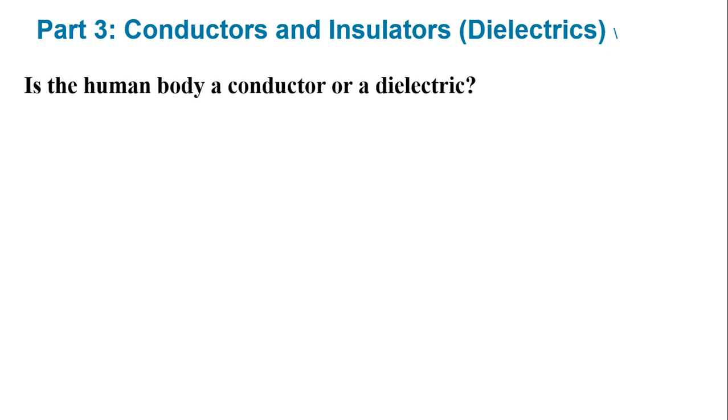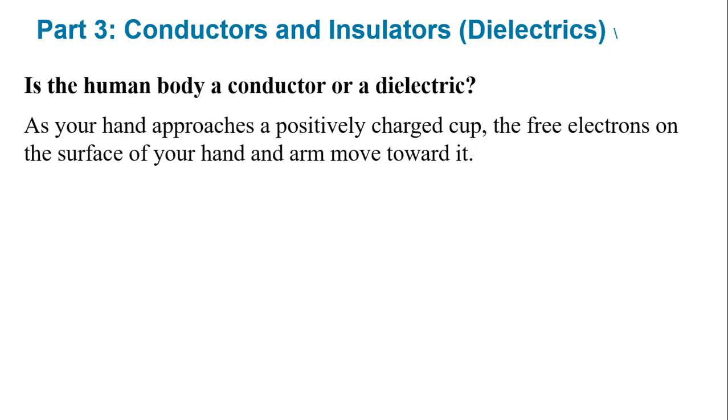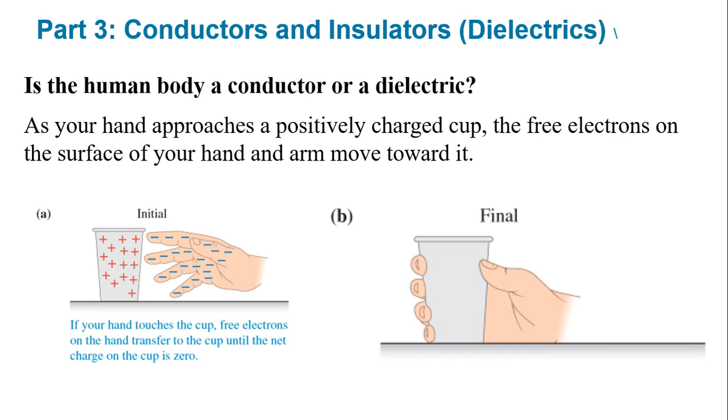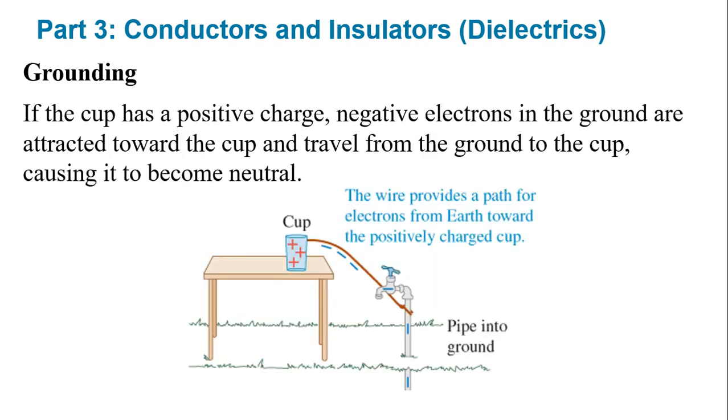All right, so is the human body a conductor or a dielectric? Well, as your hand approaches a positively charged cup, the free electrons on the surface of your hand and arm move towards it. So, if your hand touches the cup, free electrons on your hand transfer to the cup until the net charge on the cup is 0. So, tell me, conductor or dielectric? Conductor. Human bodies actually are conductors of electricity. We're not the best, but we are conductors. It really ends up being a lot of the salt in our body because we're mostly water. Pure H2O is not a very good conductor, but water usually will have ions in there and salt and stuff, and becomes a good conductor of electricity.